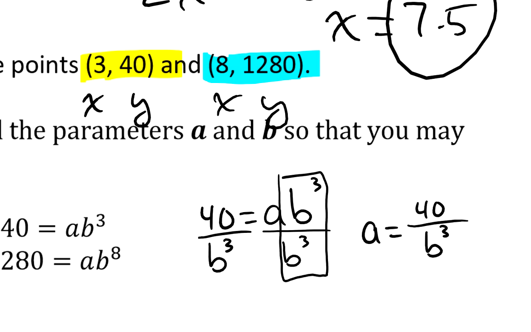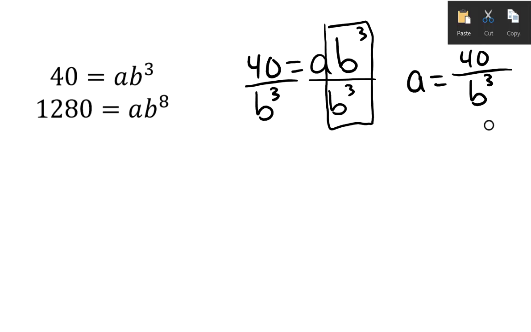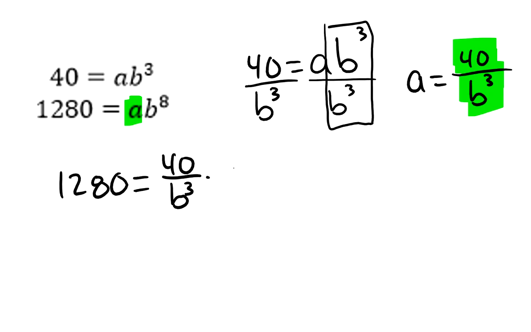Now that's a, and I'm going to use this value of a as a substitution into the second equation. This is a, and it's going to go right here into that second equation. At that point we'll only have b's involved, so that'll look a lot better for us to solve. So the 1280 I rewrite: instead of writing a, I'm going to write 40 divided by b to the third power, multiplied by b to the 8th power, and I'll write it over 1.